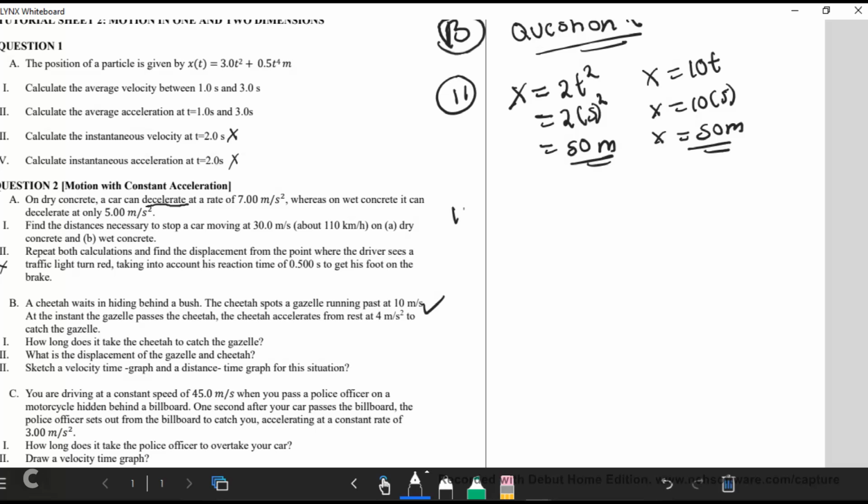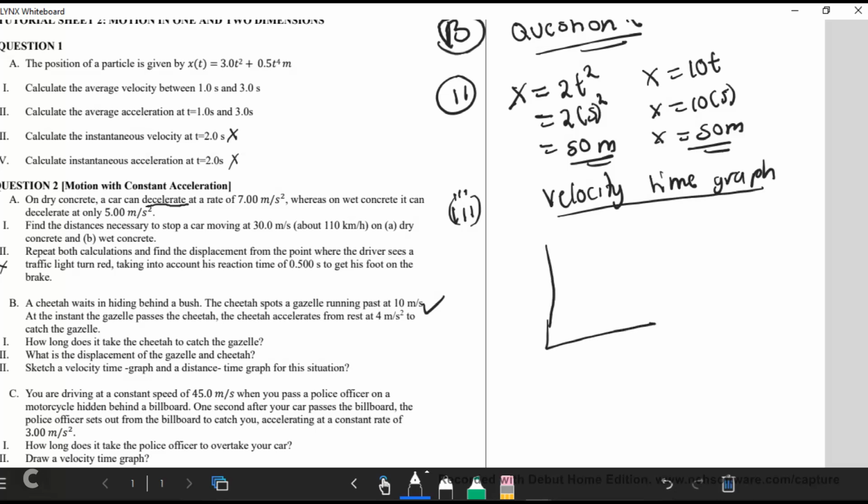So how about question 3? They're saying sketch a velocity time graph and the distance time graph. Let's start with the velocity time graph. Remember the velocity time graph, how does it go? The y-axis is the velocity.